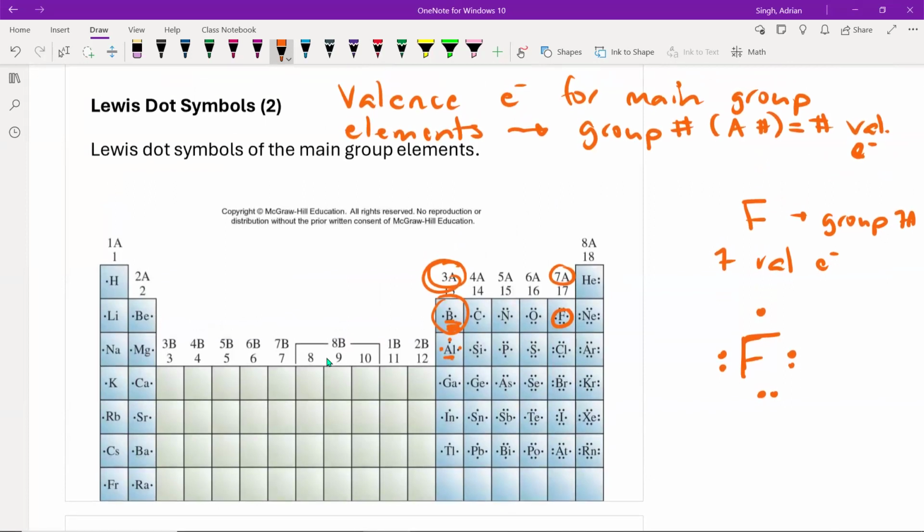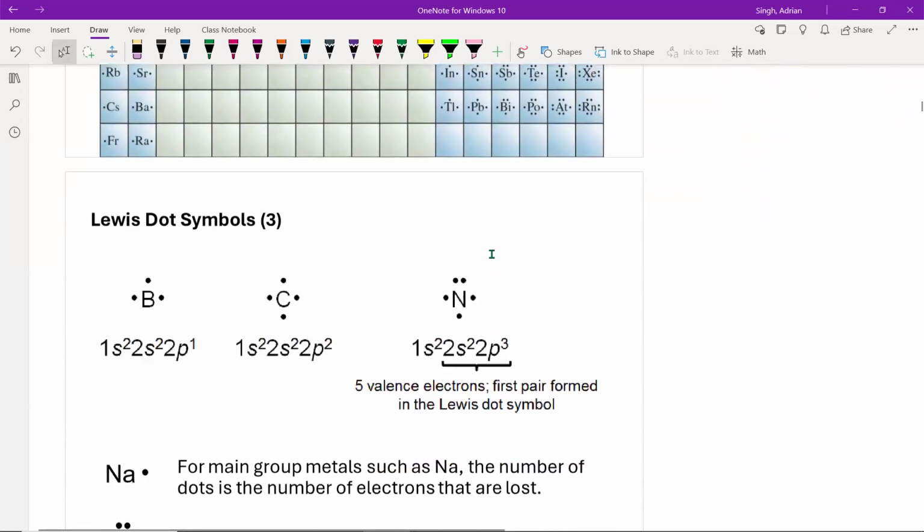One important exception to this is helium. Okay, helium is in group 8, obviously. It's a noble gas. But helium can actually only accommodate 2 electrons. So it only has 2, not 8. So we'll say helium is an exception to this trend that we're using. But generally, we can use the location of the element on the periodic table to determine the number of valence electrons, and that's what we represent in our Lewis dot symbols for the elements.